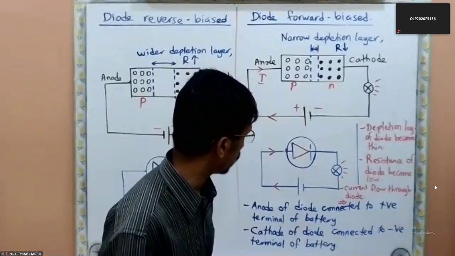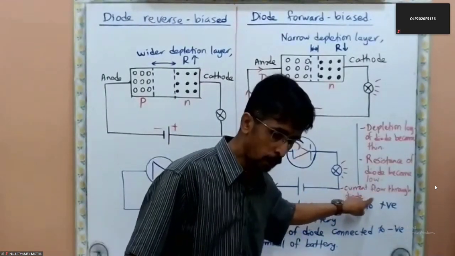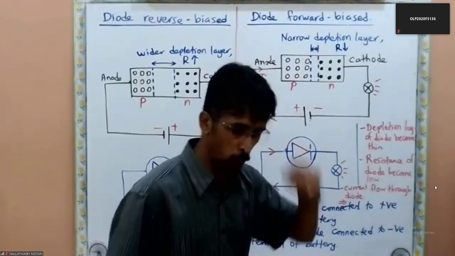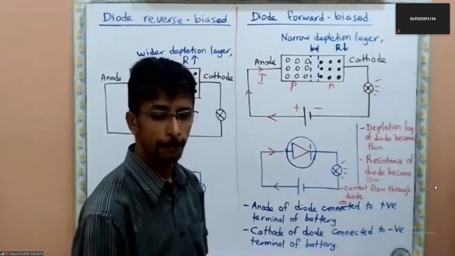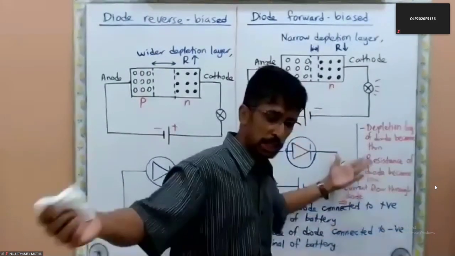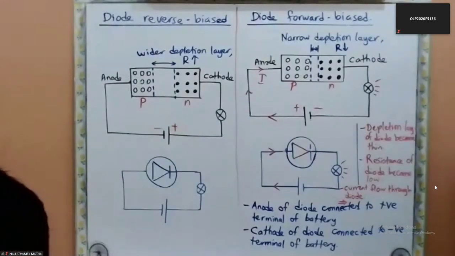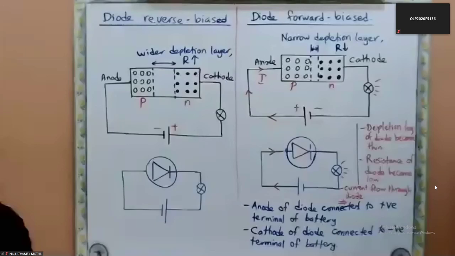But I forgot one more. Current flows through diode, right? And then follow over here. Please add one more: bulb lights up. Although you can see it over there, but light up here, right? Bulb lights up, because the diode is forward biased.